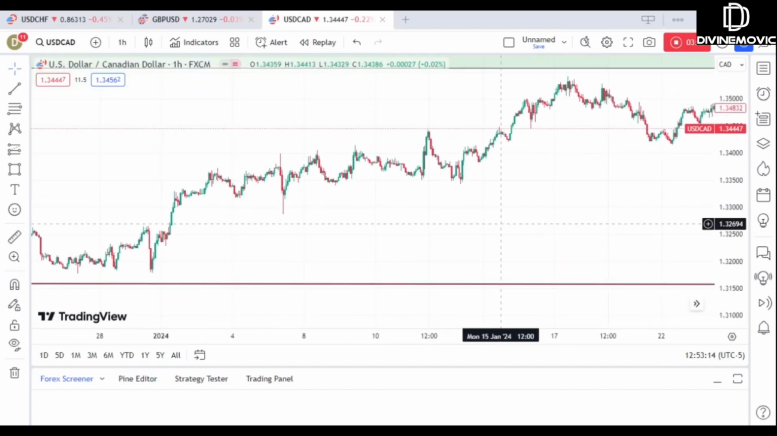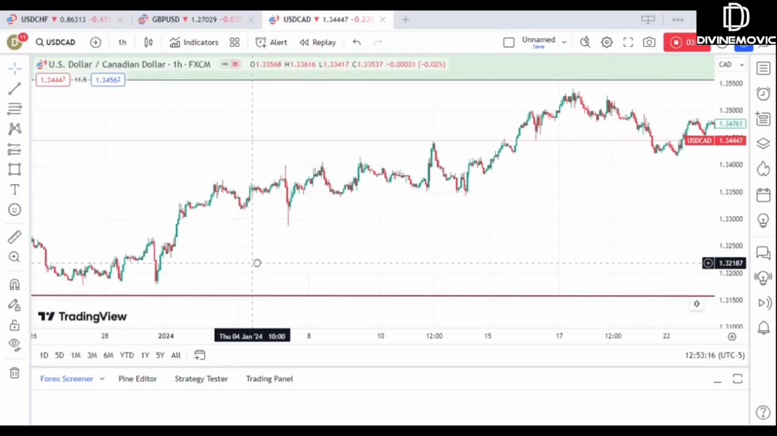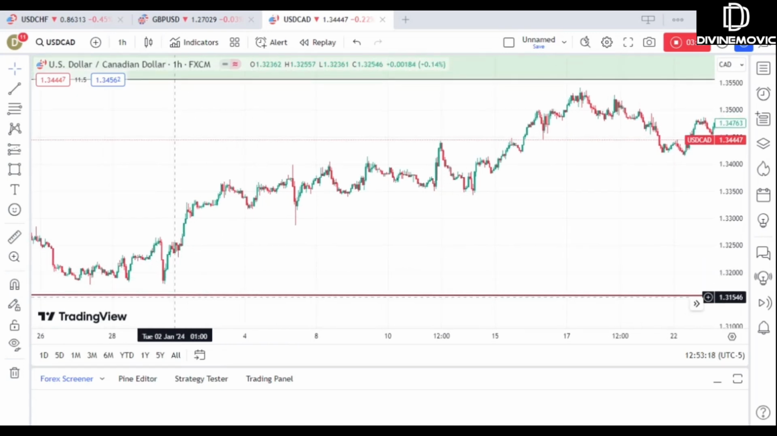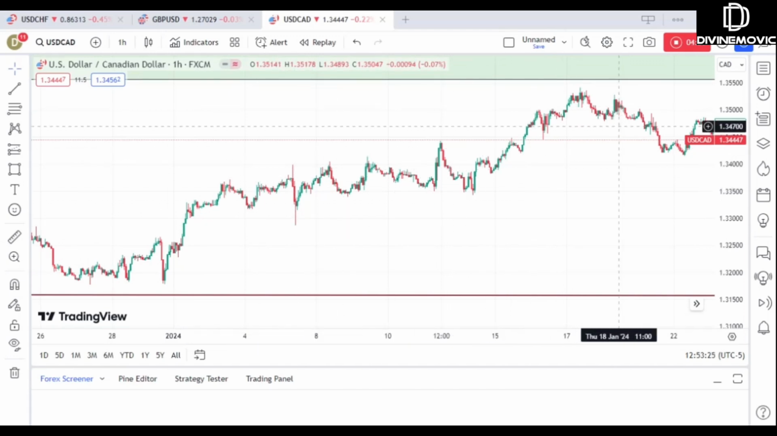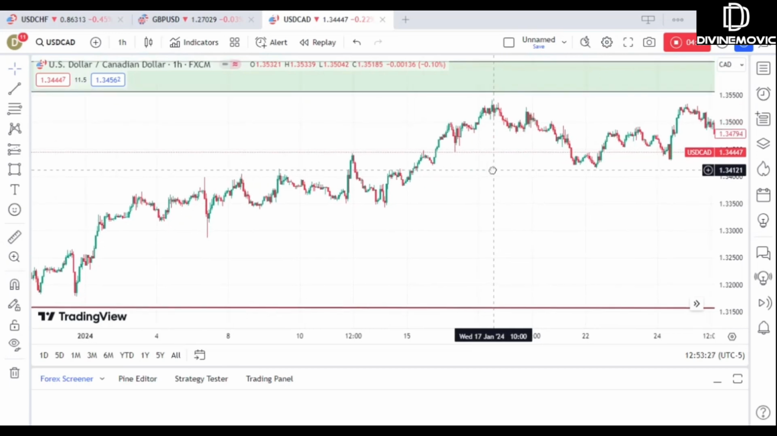Now, when price got to this support level here, what did the price do? Price started giving us a series of higher highs and higher lows. But what did you see price do? Price came to this level here and gave us this high, but price did not tap into our point of interest. That means we have not done anything yet.